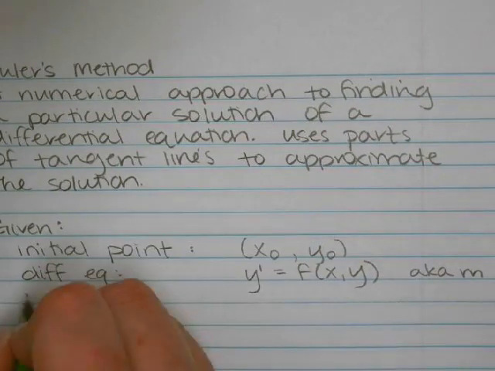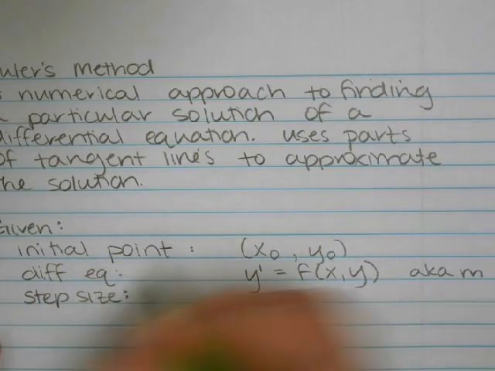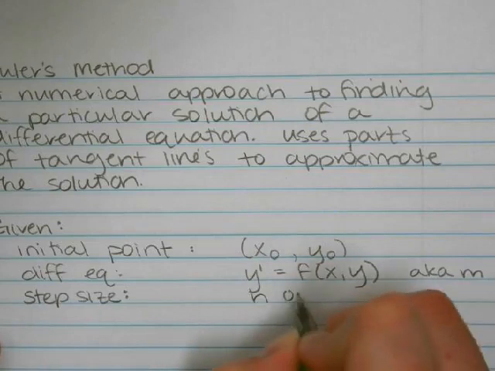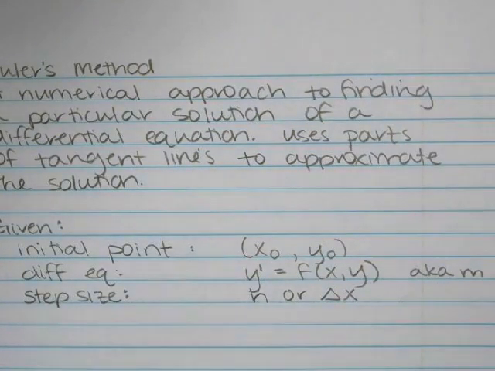And then they're going to give us our step size, and they write it as h or delta x typically. And your step size is kind of like the idea of saying, if you were to draw a slope field, how populated your slope field is. So are you finding the slopes at all the whole numbers? Are you finding slopes at all the halves, all the fourths, all the sixths, all the eighths?